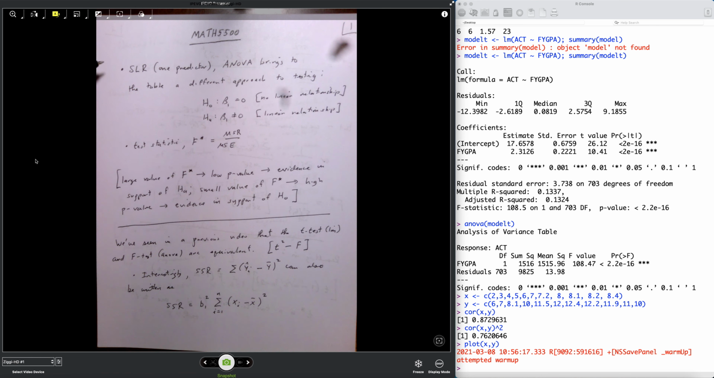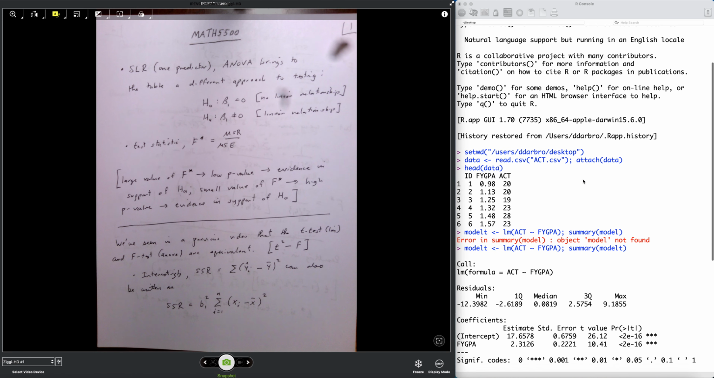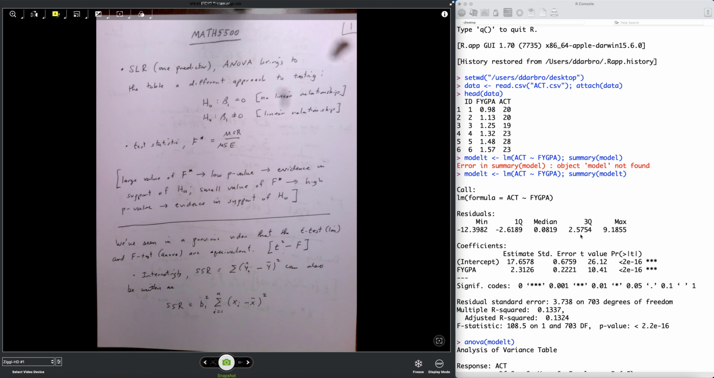All right, we are in R, and over on the right, you'll see that I have some things I've already done with R to demonstrate a couple of things.